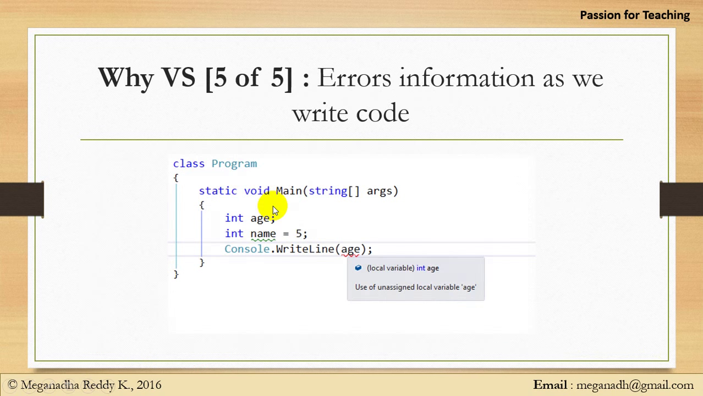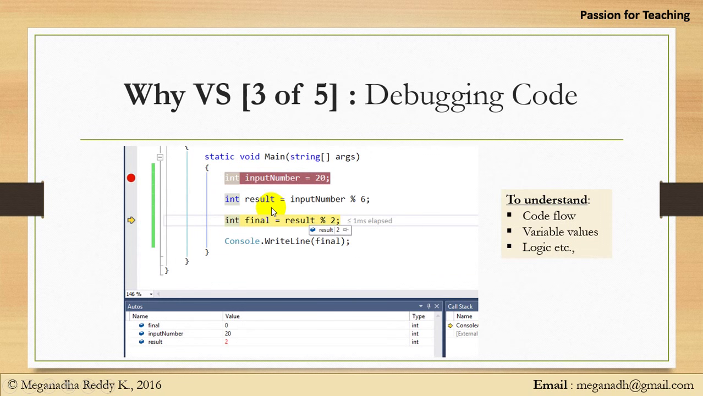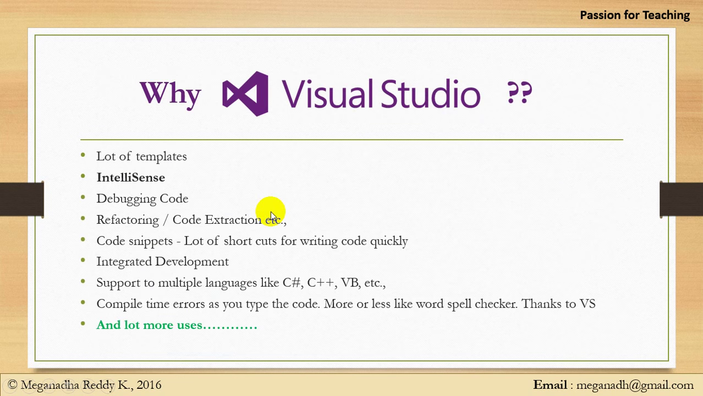And now let's go back and see the summary here. I'm going back to the list of Visual Studio features. See here, a lot of templates for doing different projects like console application, class library, Windows application, and IntelliSense. It will suggest us the possible methods which the class contains, and we can debug the code to understand how the flow happens and the variable values. Refactoring and code extraction we'll see later when we learn about interfaces and functions. At that time we'll learn about it.